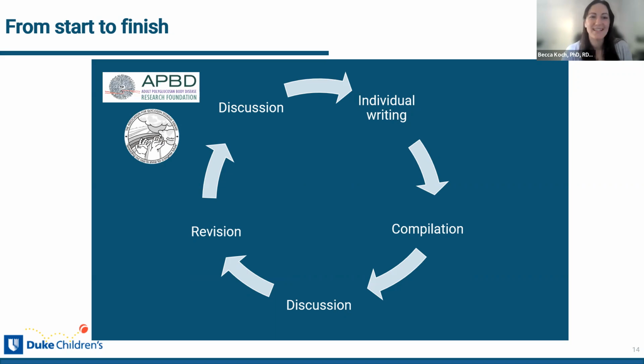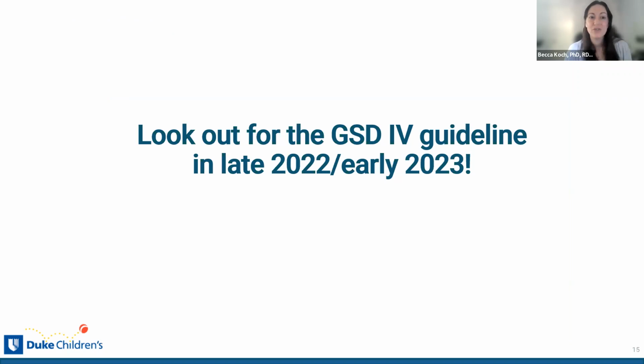So there's the APBD and AGSD icons and logos. And so there, again, we hope to submit this in fall of 2022, where it will then go through a rigorous peer review process, and fingers crossed, after that, it will be published for you all. So you can keep a lookout for the GSD4 guideline in late 2022 or early 2023. We do plan for this guideline to be open access, meaning it is open to all. You don't have to be part of a specific institution to access this. We want it to be accessible to all people.